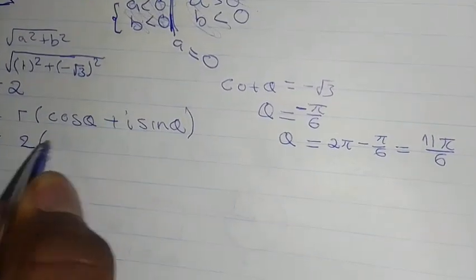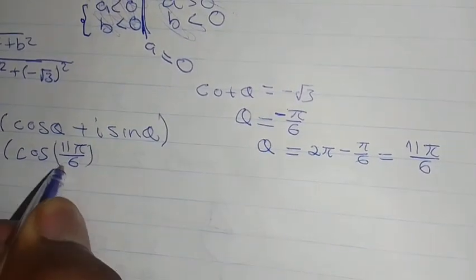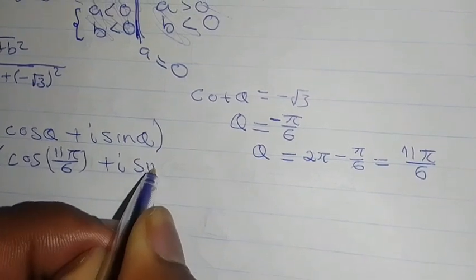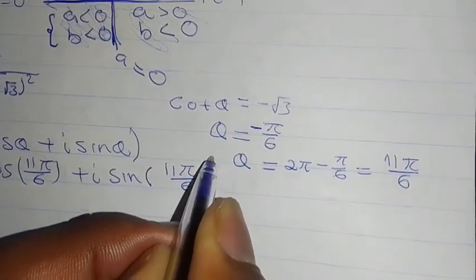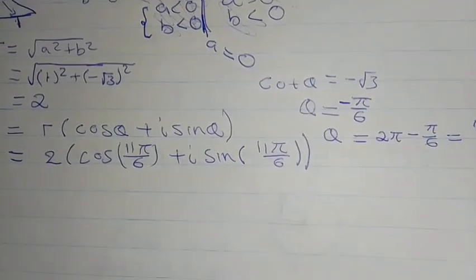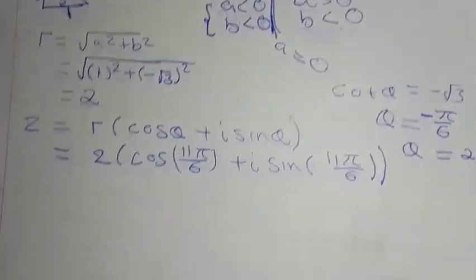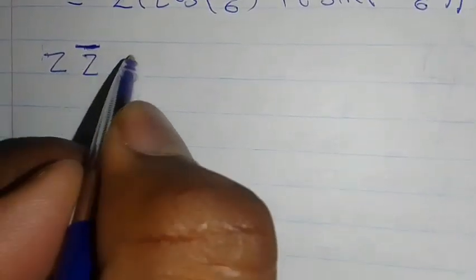Modulus of 2 cosine 11 pi over 6 plus imaginary sine 11 pi over 6. So that's the polar form of that. Now, let me introduce you to something called the conjugate. The conjugate of z, we'll just denote it with z bar there.